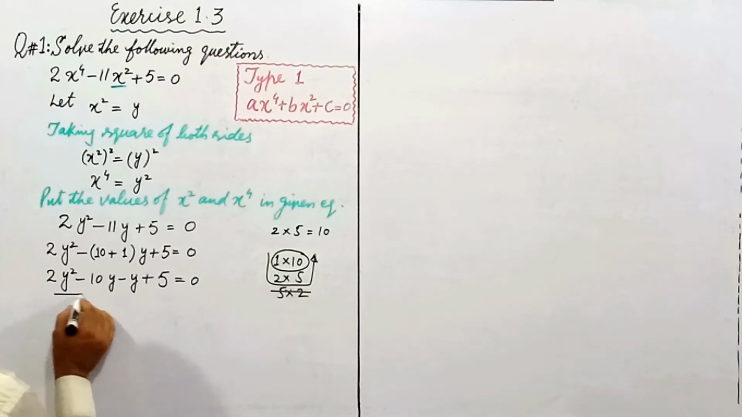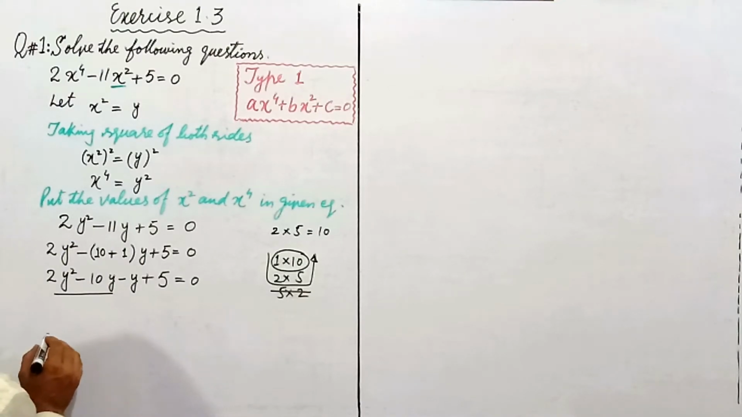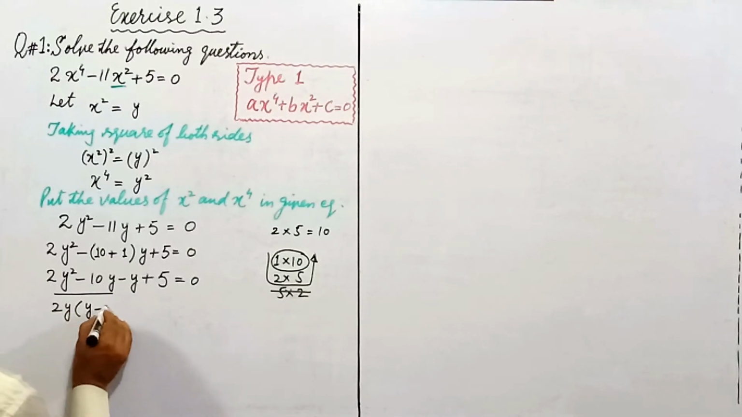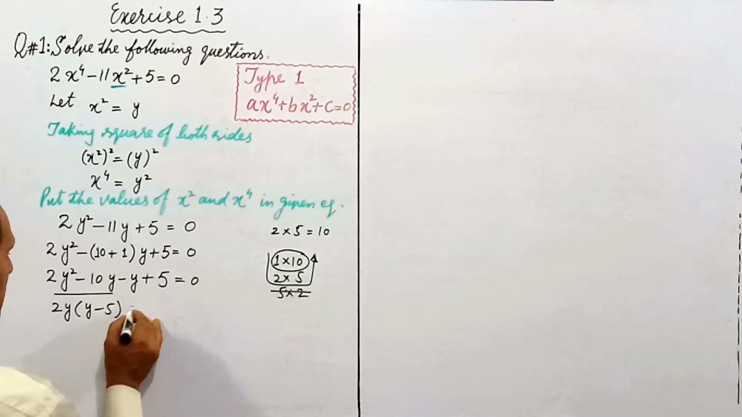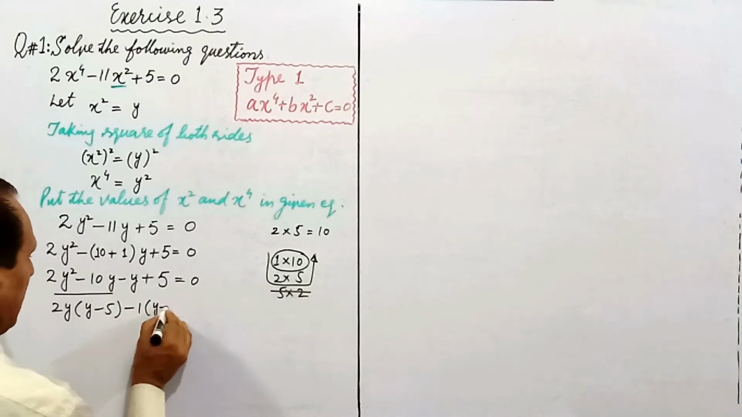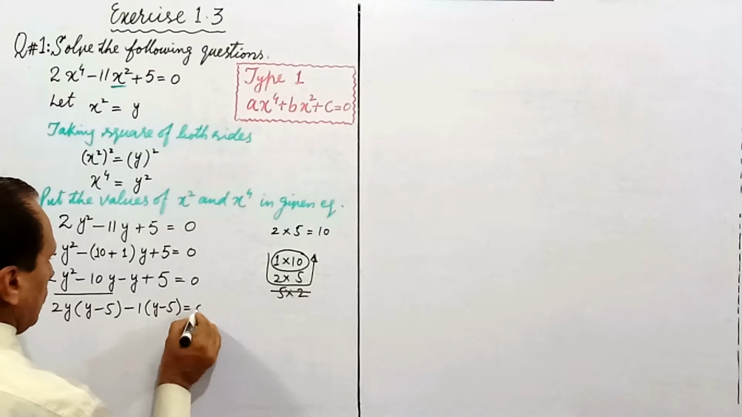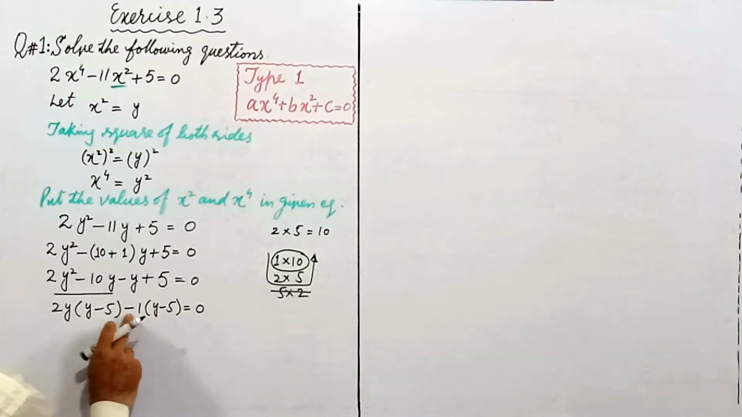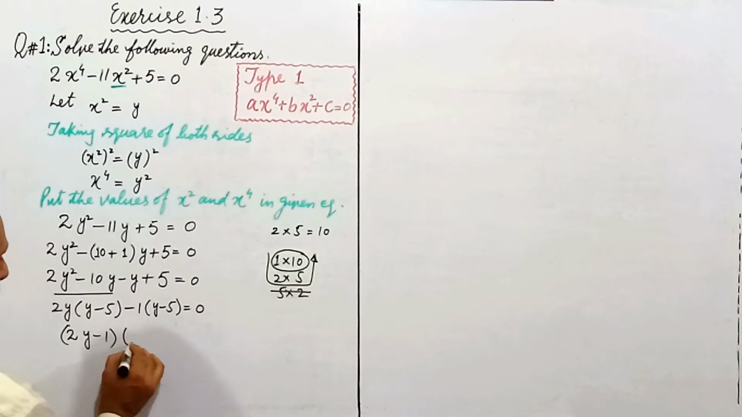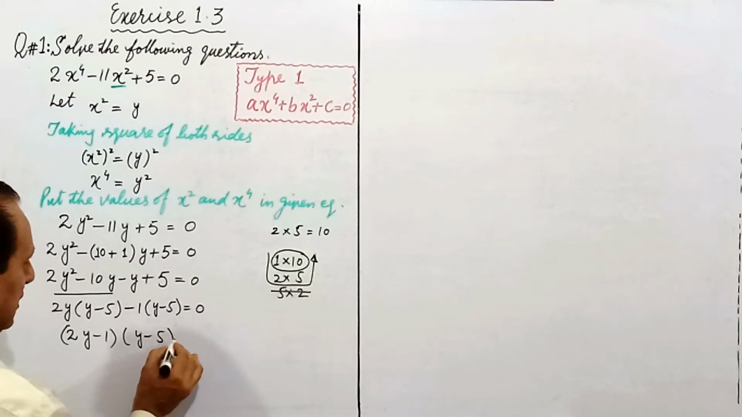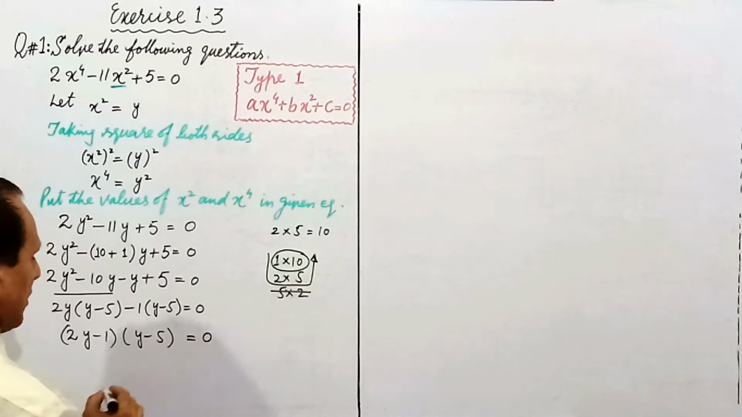Now we take 2y common from the first two terms. So 2y, y minus 5. As there is no value common in the other two, we take minus 1 as common. So y minus 5 is equal to 0. Now we write 2y minus 1 as the first factor, and y minus 5, which is common in both of these terms, as the second factor, according to the property of taking common.